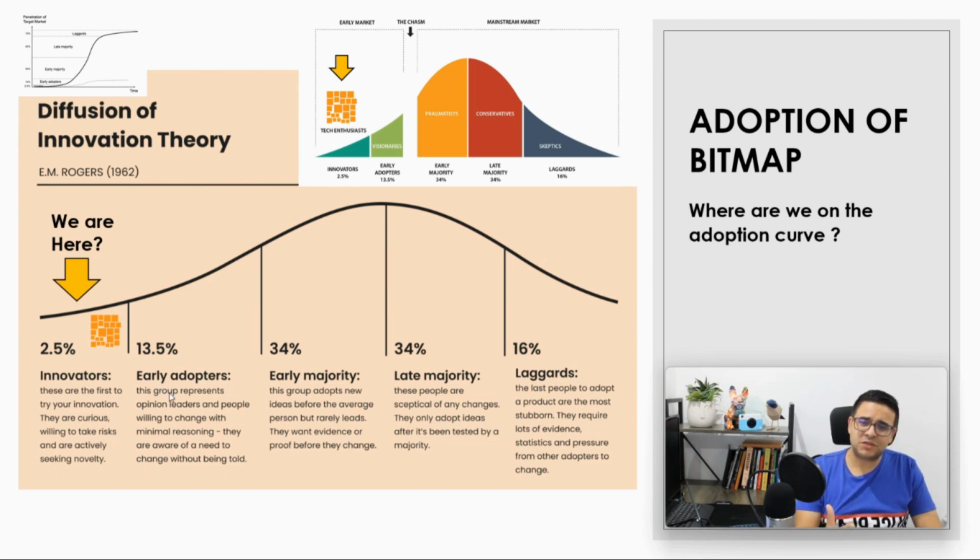I think it's worth reading what it takes to be at that stage, so perhaps we can try and recognize when we enter that phase. Under early adopters, Ian Rogers says: this group represents opinion leaders and people willing to change with minimal reasoning. They're aware of a need to change without being told. And I think that's really, really interesting.